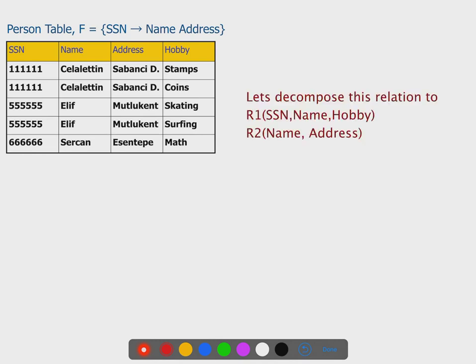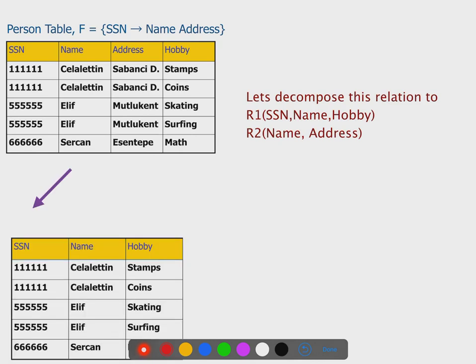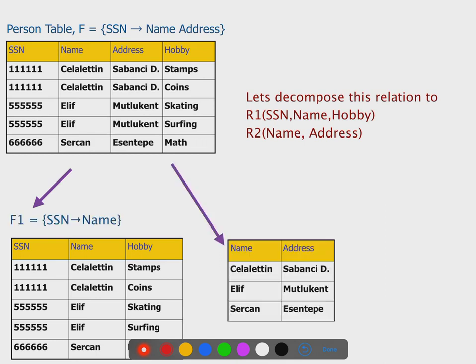Now let's decompose this same relation into other two relations. Let's call them again R1 and R2, but this time the first relation will have SSN, name and hobby. Instead of the address, we just include hobby. And the second relation will have the name and the address. Now, you see that we have SSN determining the name and the address.